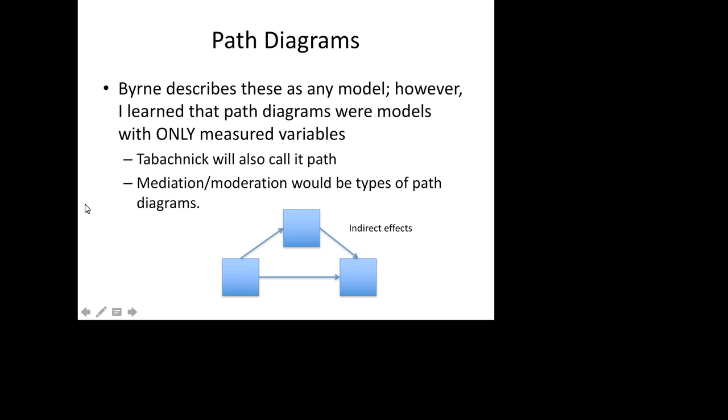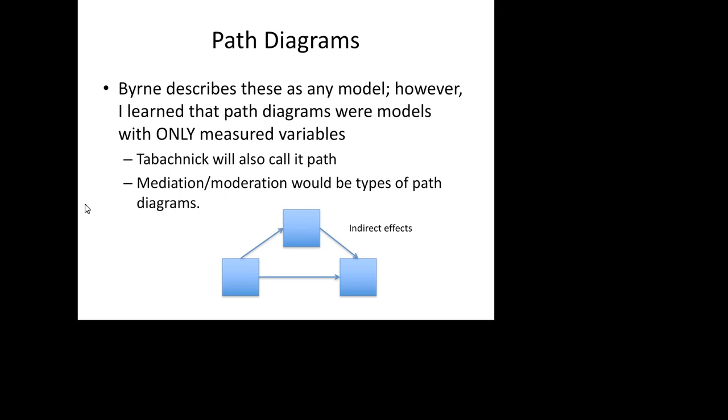Alright, so path diagrams, and then in one of the next sections we'll get way more into path analysis. But in that Byrne chapter, she sort of describes that as any particular model. However, when I learned path analysis, they were models with only measured variables. And that is also kind of how the Tabachnick book talks about path analysis. But you've actually already learned some path analysis, you just didn't realize it.